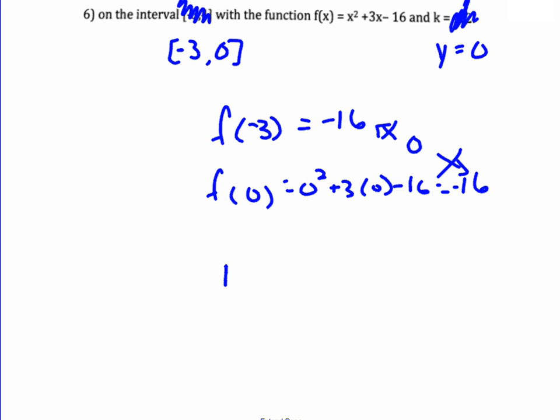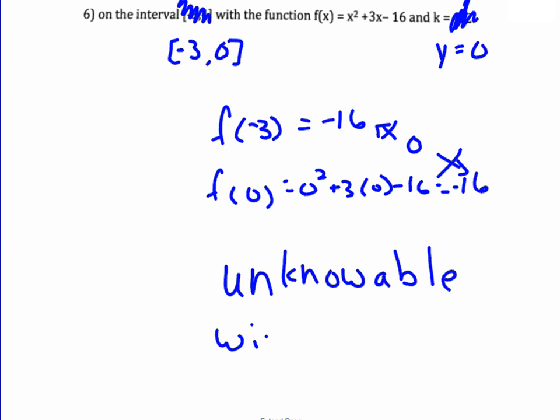There might be, there might not be, we don't know. So that is unknowable with the intermediate value theorem. Okay, we can't figure that out with the intermediate value theorem. So I hope that helps with the intermediate value theorem idea.